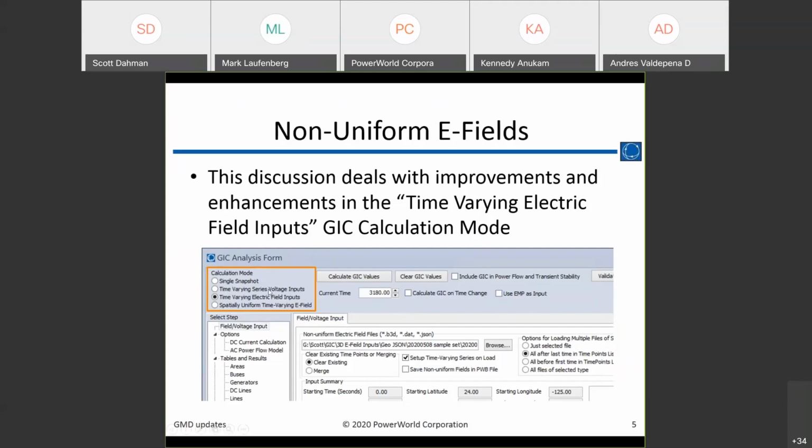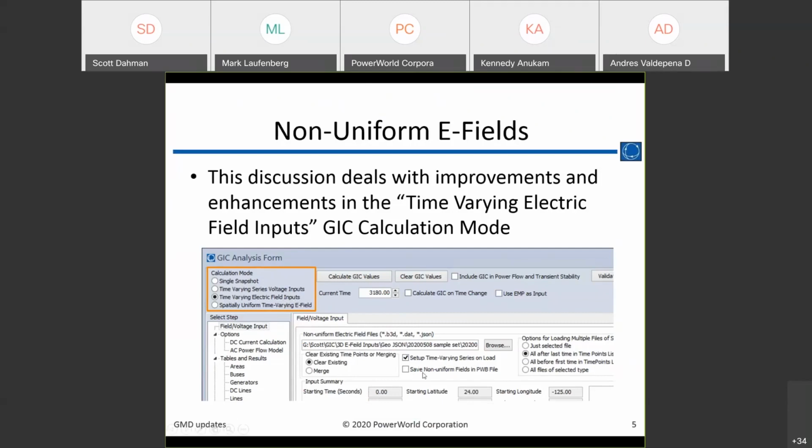But usually if you're reading in a non-uniform field from a separate source, from a text file or from a binary file, you would use the third calculation mode to get that there. I'm going to change my pointer here so it stays on the screen. So yeah, we're mainly going to be talking about changes for how the inputs are handled here.